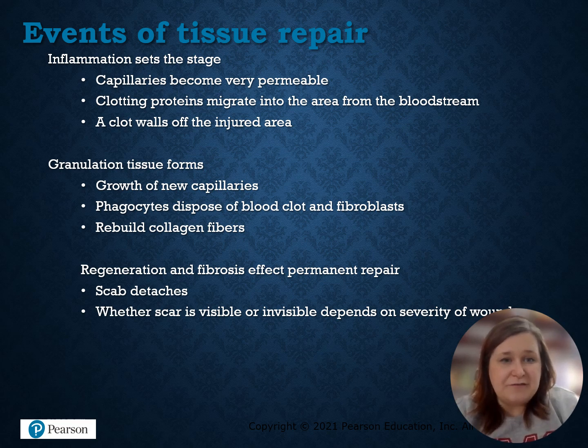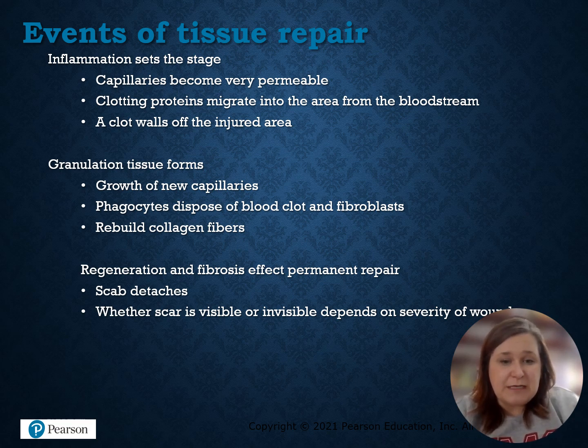So here are the events of tissue repair. First, you're going to have inflammation. Inflammation is really going to set the stage. The capillaries are going to become very permeable. Clotting proteins are going to migrate into the area from the bloodstream, and a clot is going to wall off the injured area. After that, you're going to enter the granulation stage. At this point, you're going to get granulation tissue. You're going to get growth of new capillaries. Phagocytes are going to dispose of the blood clots and any leftover fibroblasts that need to be moved out. And then at the end of this process, you're going to start rebuilding those collagen fibers.